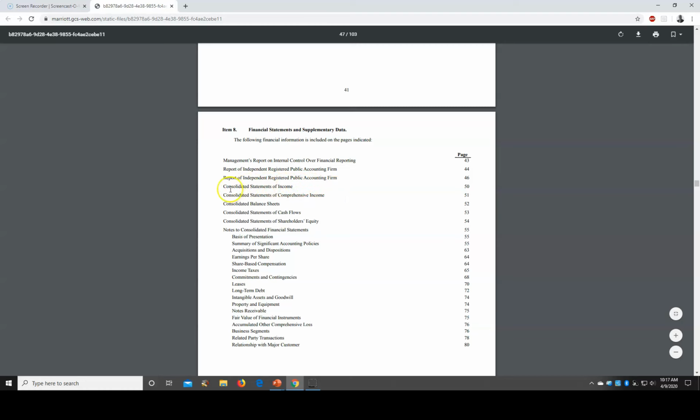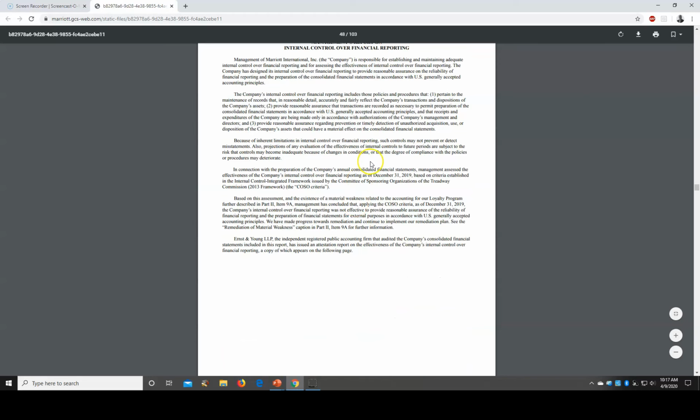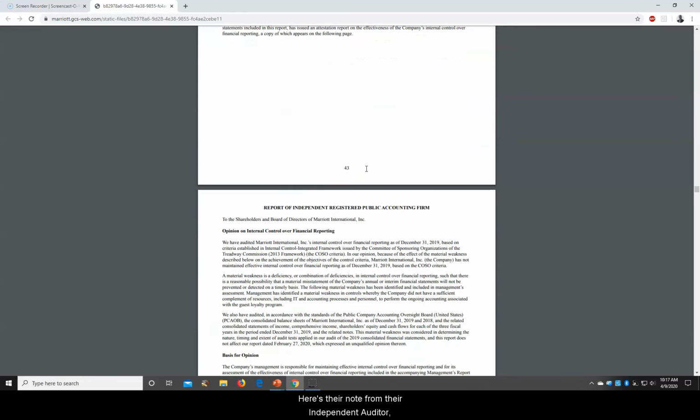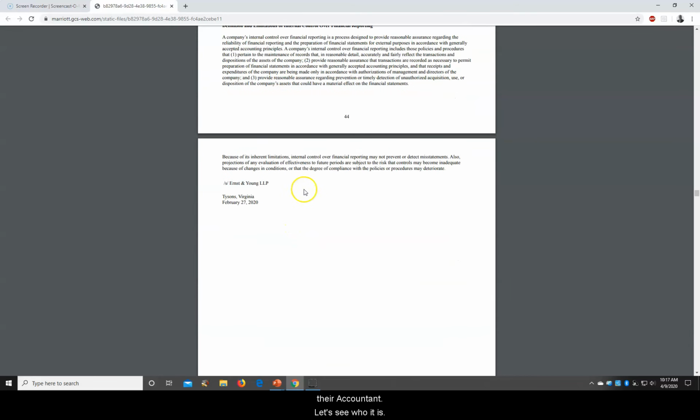Number one, income statement, statement of income. Then they have a supplement to that because they're a global firm. And then look, balance sheet, statement of cash flows, statement of shareholders' equity, the same four we just looked at. And these are all notes to their financial statements. So let's take a look at them. Okay, here's their note from their independent auditor, their accountant. Let's see who it is. Ernst & Young, EY, one of the big four we talked about on Monday.